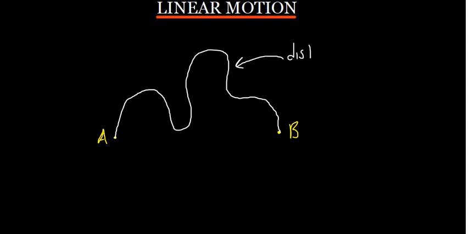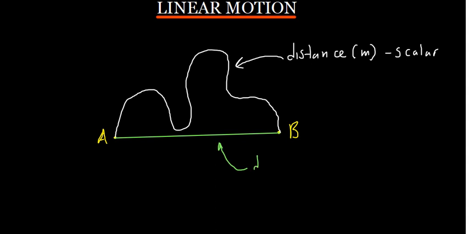So what is distance? Distance is simply the length between 2 points, and it is measured in meters. You don't care about the direction in which you go, so it is a scalar. Now, the shortest path between 2 points, a very, very straight line that connects point A to point B, is what we refer to as displacement. So what is displacement? It is the shortest distance between 2 points.